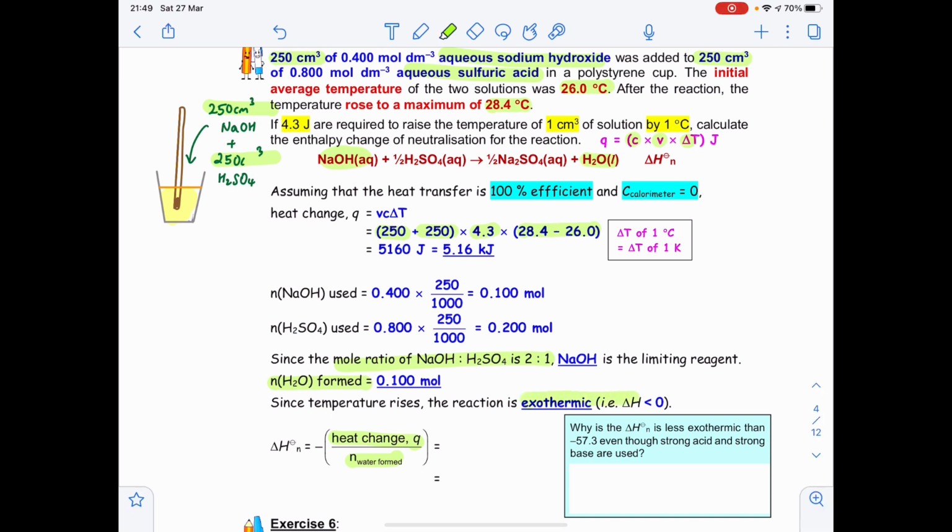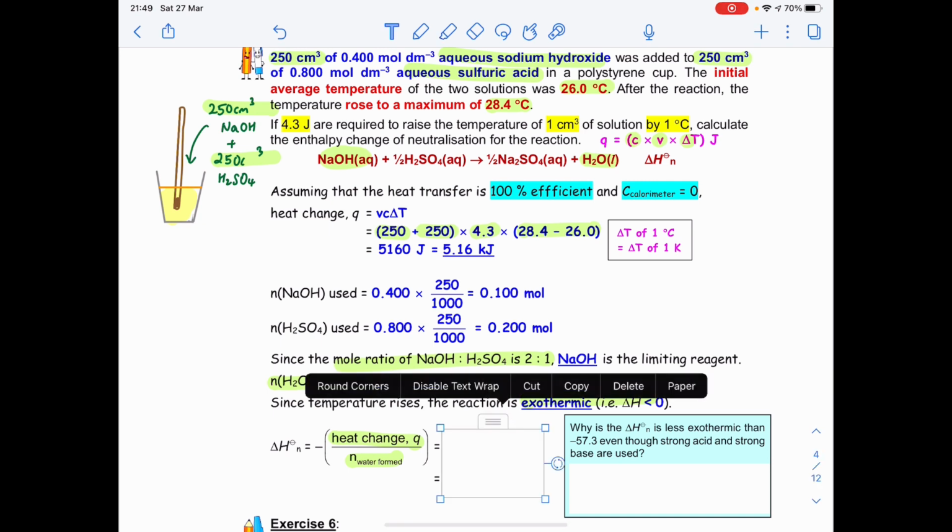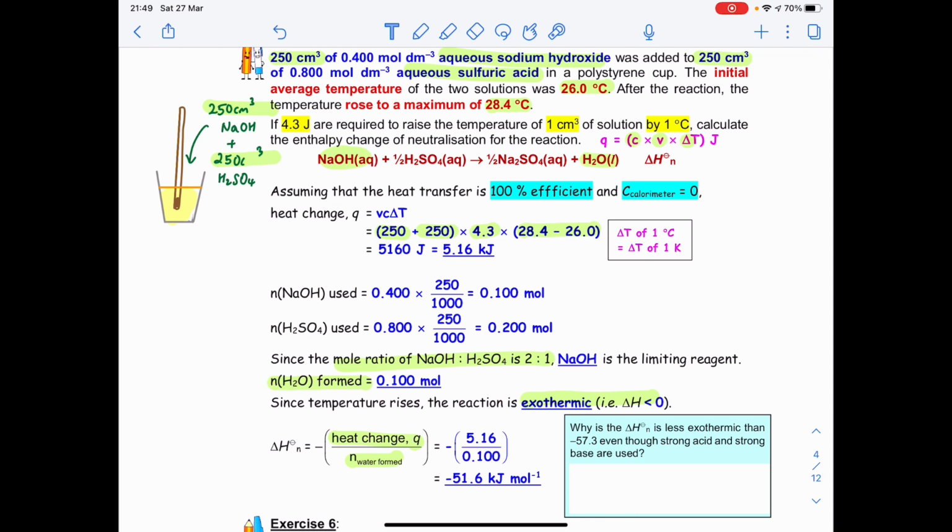It is exothermic. So the enthalpy of neutralization is given to be minus Q, which is 5.16 kilojoules, divided by the amount of water formed, that is 0.1. It turned out to be minus 51.6 kilojoules per mole.